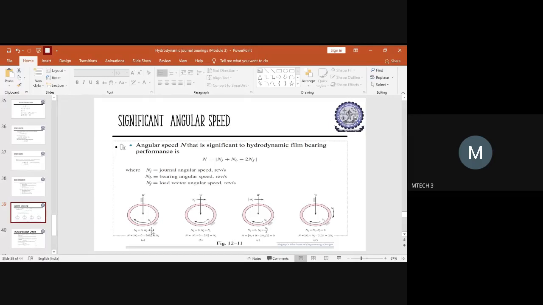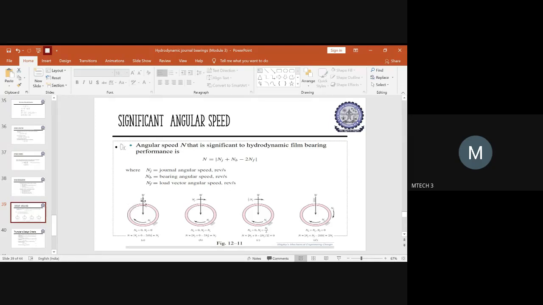In that case, if you substitute back in the equation, the angular speed will be directly equal to the angular speed of the journal. This will be satisfied only if the angular speed of the bearing and the angular speed of the load vector are 0. In that case, the net angular speed will be equal to the angular speed of the journal. So this is what you have to understand.